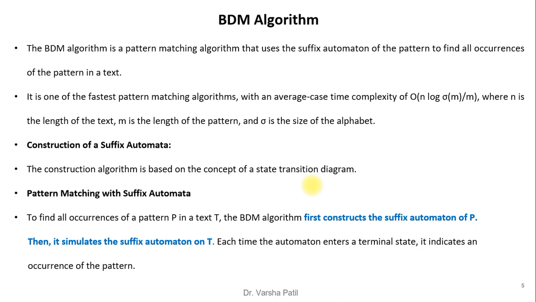It is one of the fastest pattern matching algorithms, with an average case time complexity of O(n log_sigma(m) / m), where n is the length of the text, m is the length of the pattern, and sigma is the size of the alphabet. Two steps are there: first is construction and second is pattern matching.